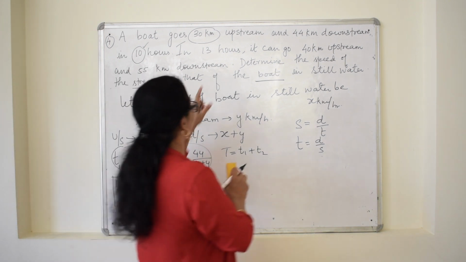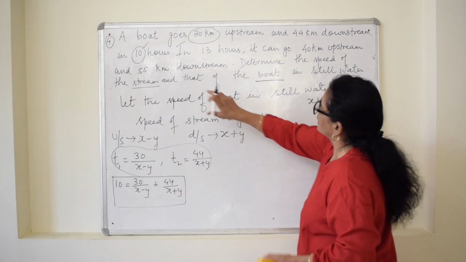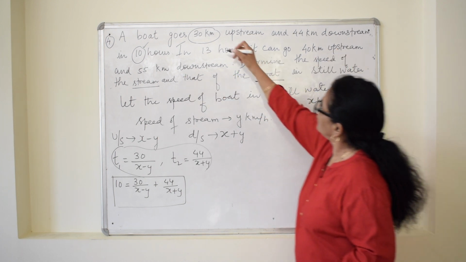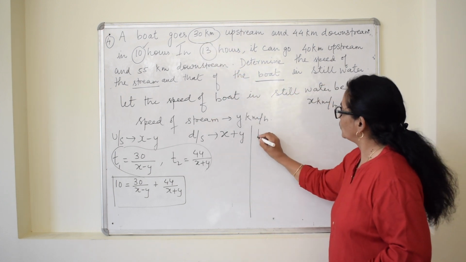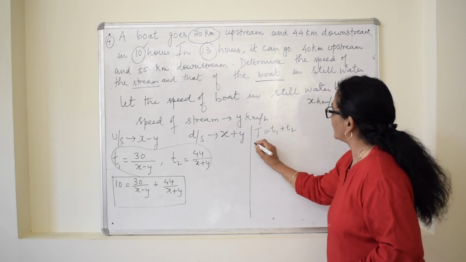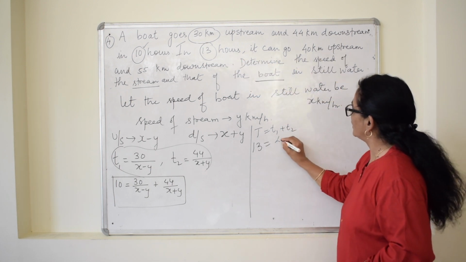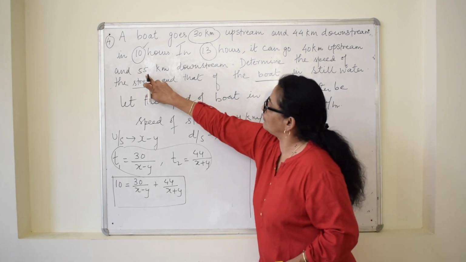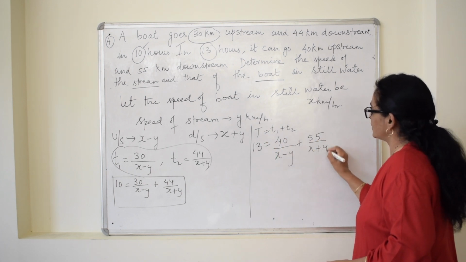Similarly, we will calculate the second one. In the second case, what is given? 55 kilometers downstream and 40 kilometers upstream in 13 hours. On the same basis, the total time is t1 plus t2, and in this case the total time is 13. They are saying 40 kilometers upstream, so upstream speed will be x minus y, and 55 kilometers downstream, so 55 by x plus y.